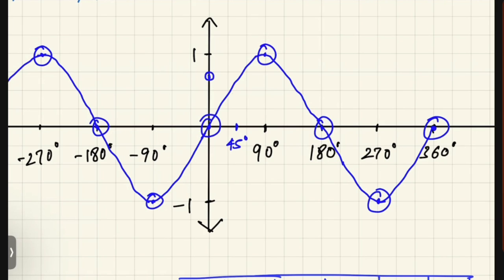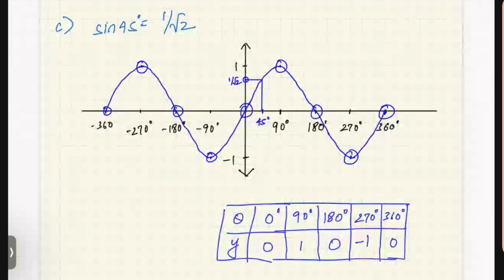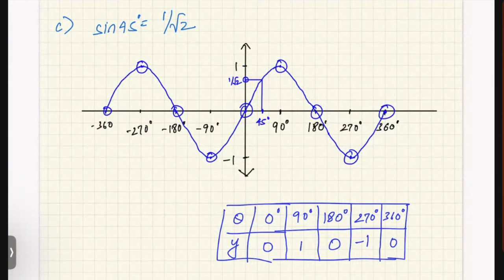Let me make this clear. I want this to meet exactly at this point. So 45, 45. Now it's clear. This is 1 over root 2. Any doubts about this? No, that's clear.